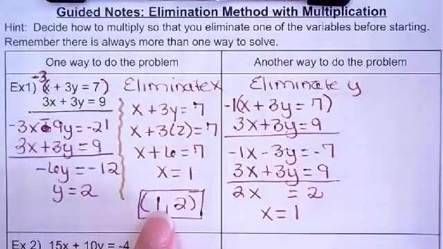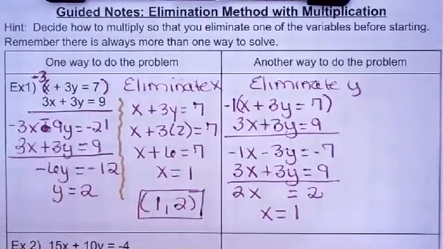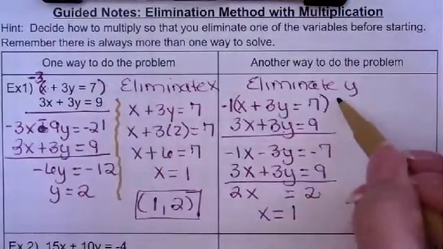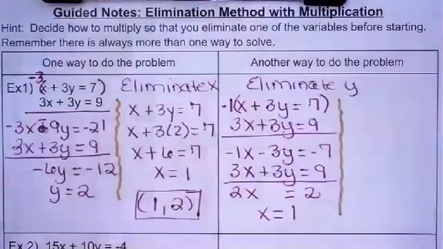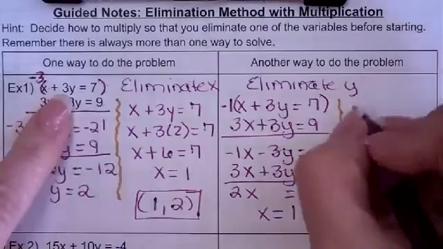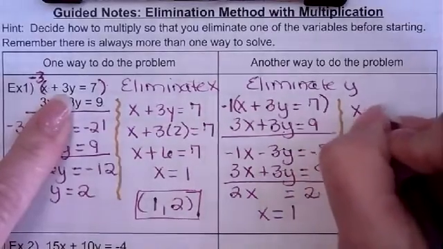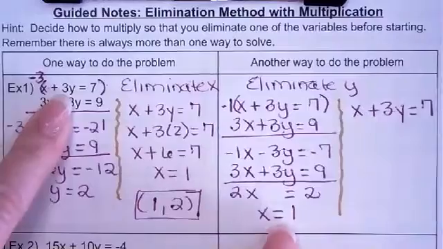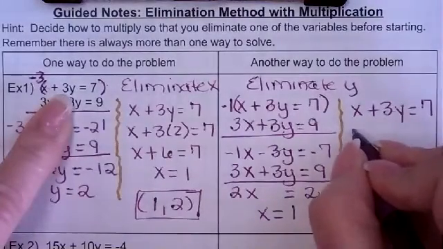Well, wow, that's what we got over here. And we said we'd get the same answer because we're solving the same problem. We're just doing it a different way. So we've shown this way how to get x equal to 1. Now, let's find the y. Again, I can use either equation, but I'm going to grab this first one, and I'm going to replace the x with the 1.